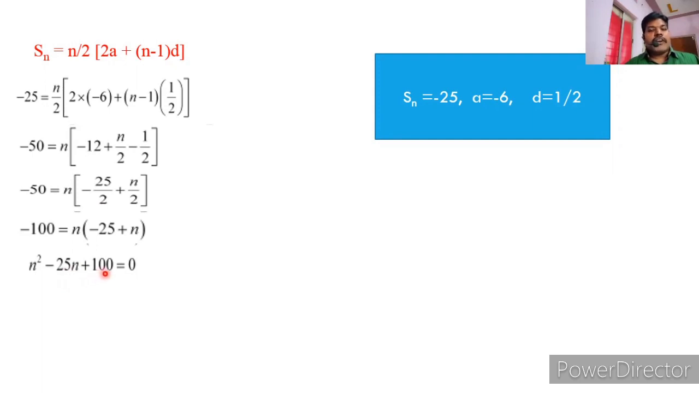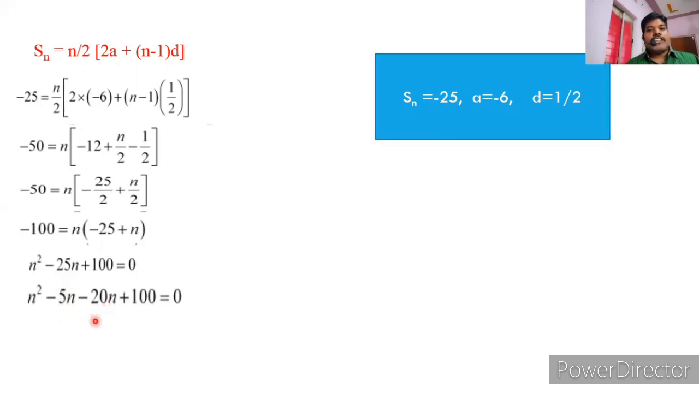20 into 5 is 100. So we will take the factorization: 25 minus 25n, written as minus 5n minus 20n plus 100. Do you understand, students? If you add these two, you will get minus 25.